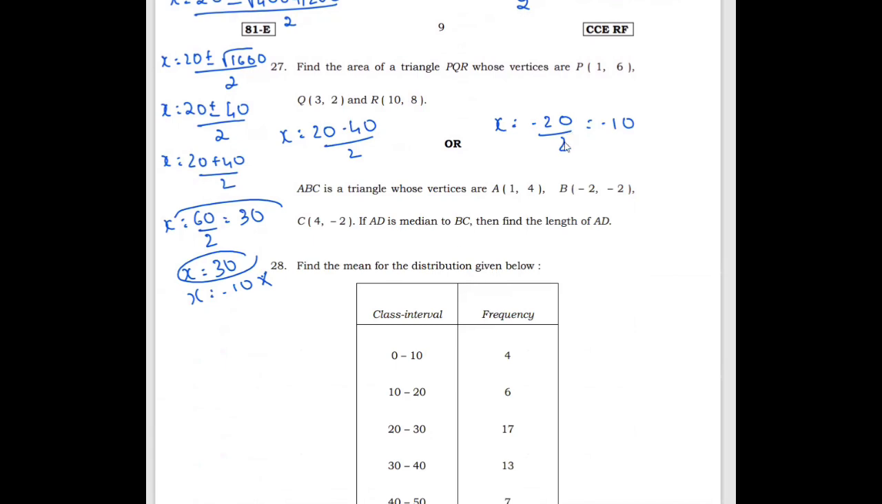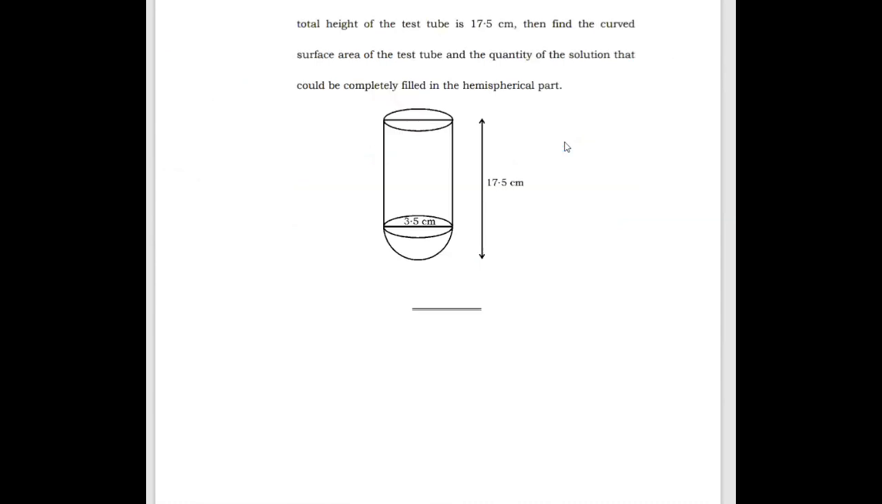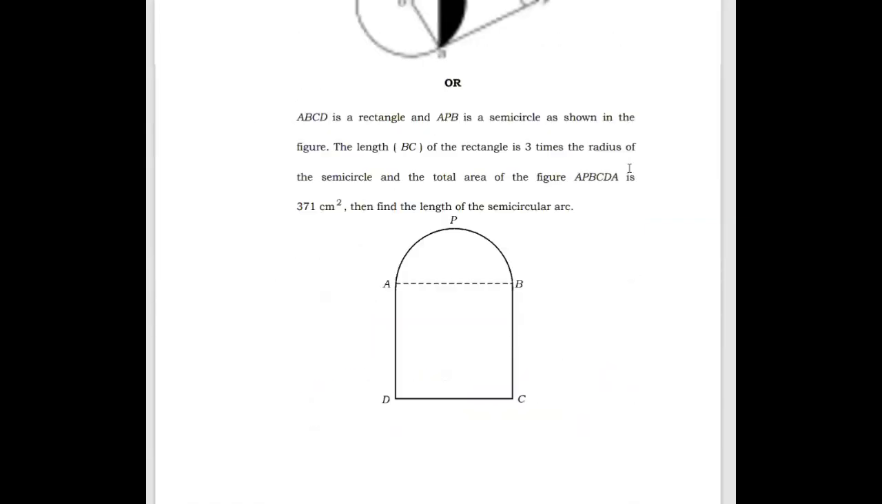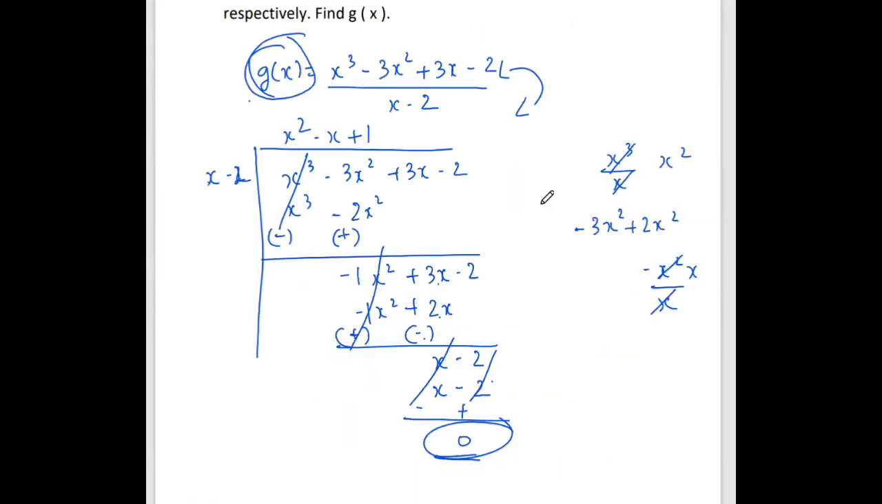Next we'll go to the 27th one. If you see, it is very simple. In 3 marks, for 4 questions you will have an internal option. So now let's try to solve this 27th one. It is very simple: find the area of triangle.